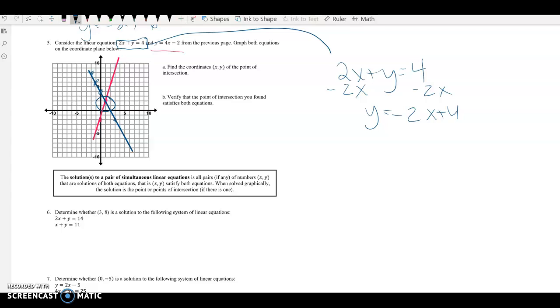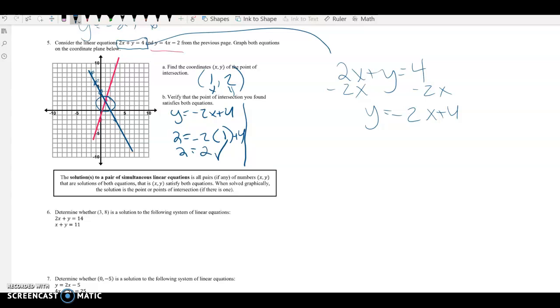So it says find the coordinates x, y of the point of intersection. That is 1, 2. So 1, comma, 2. Verify that the point of intersection you found satisfies both equations. Okay, so the blue line was y equals negative 2x plus 4. I know my x is 1, my y is 2. Watch what happens. I plug in 1 for x and I get 2 equals negative 2 plus 4, which is 2.